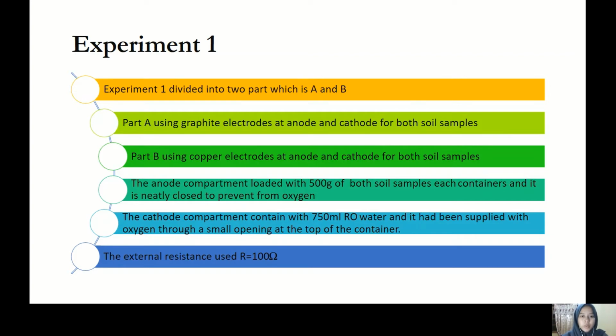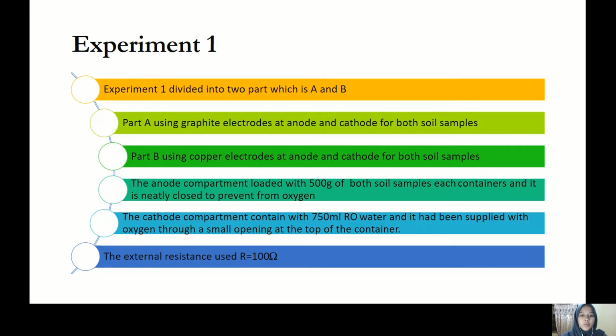The anode compartment is loaded with 500 grams of each soil, and it is neatly closed to prevent oxygen, and the cathode side contains 750 milliliters of RO water, and it is supplied with oxygen through a small opening at the top of the container.